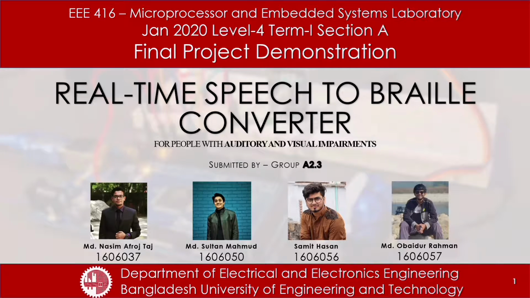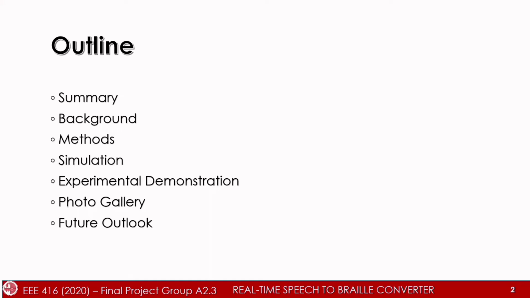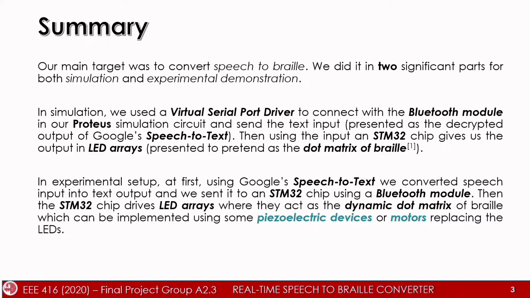We are Group A 2.3. This is a presentation for the project titled Real-Time Speech to Braille Converter for People with Auditory and Visual Impairments. Our main target was to convert speech to Braille.